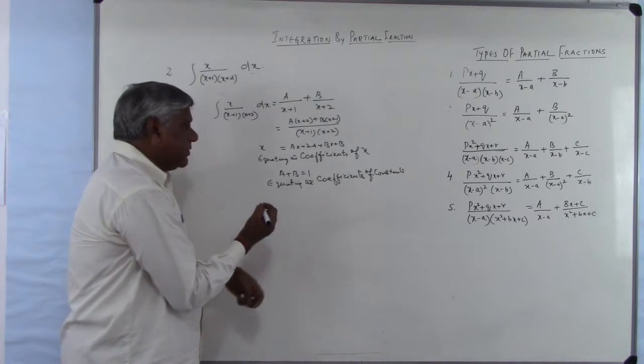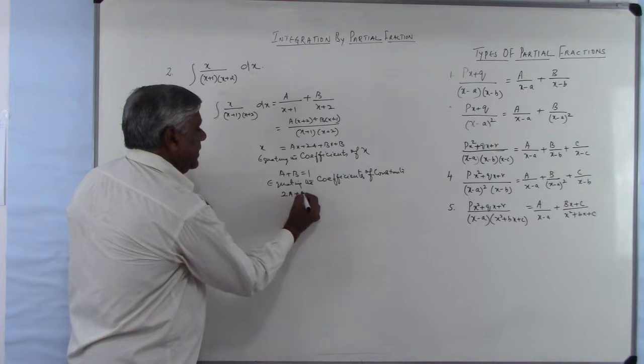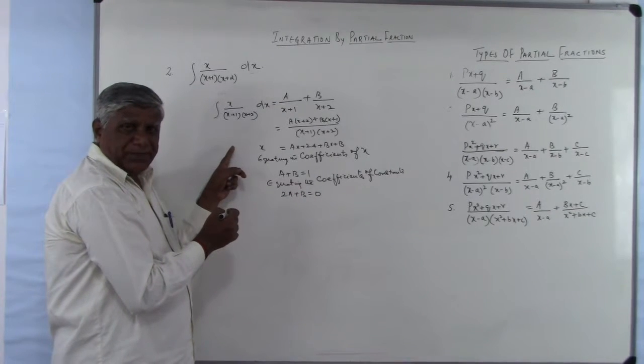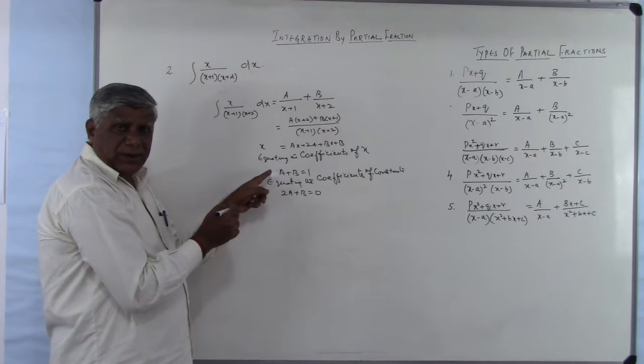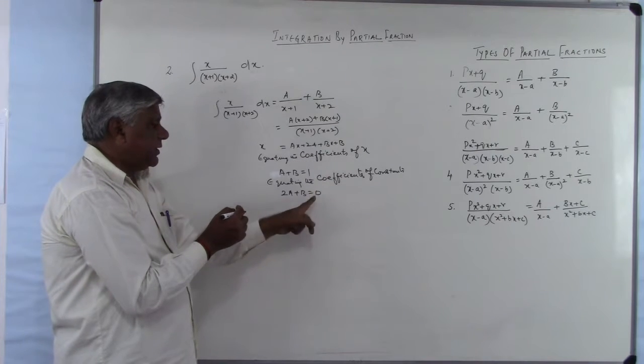Equating the coefficients of constant. What do you get here? 2a plus b is equal to 0. There is no constant on the left side. Therefore, 2a plus b is equal to 0.